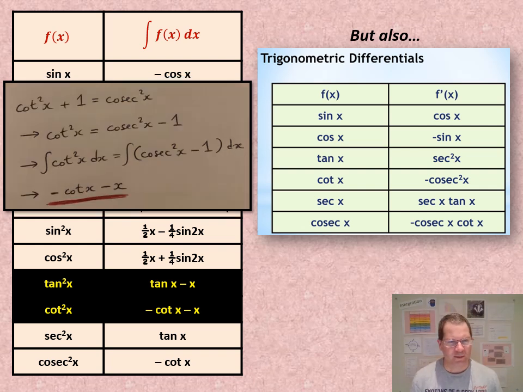And using exactly the same logic, we know that cot squared x plus 1 is cosec squared x. So cot squared x is equal to cosec squared x minus 1. We know that the integral of cosec squared x is minus cot x. So the integral of cot squared x is minus cot x minus x plus c.